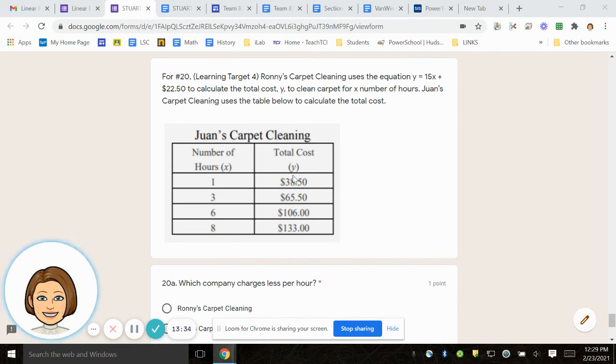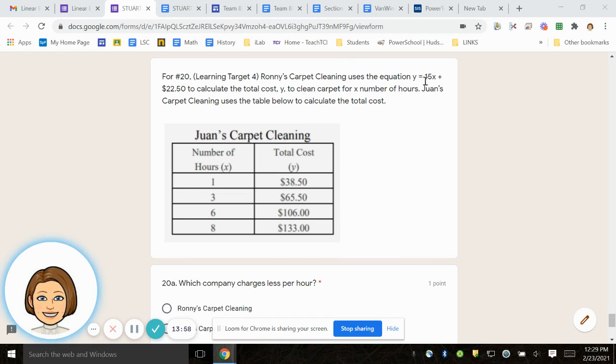Number 20, you have 2 carpet cleaning companies. The first one is in the word problem. Ronnie's Carpet Cleaning uses the equation y equals 15x plus $22.50 to calculate the total cost y to clean the carpet for x number of hours. Juan's Carpet Cleaning uses the table below to calculate the total cost.